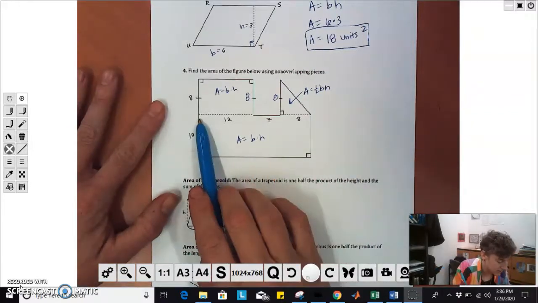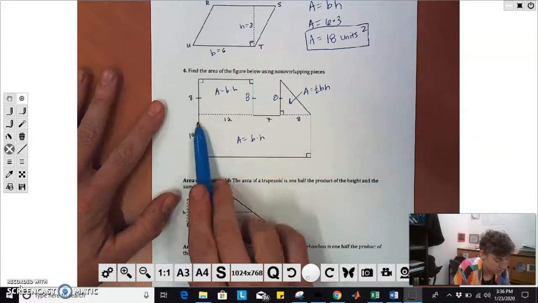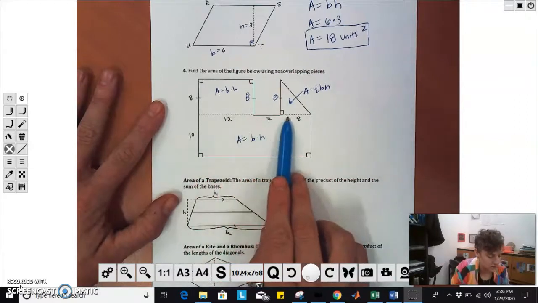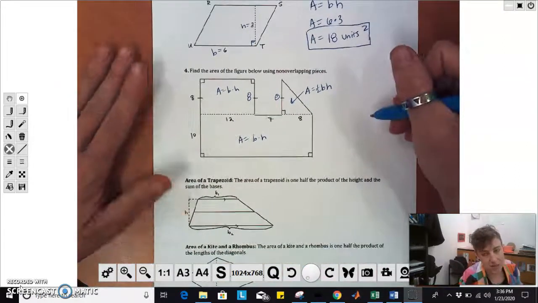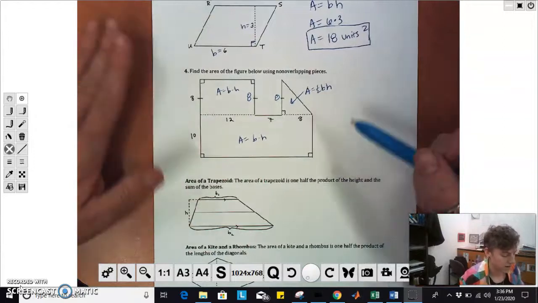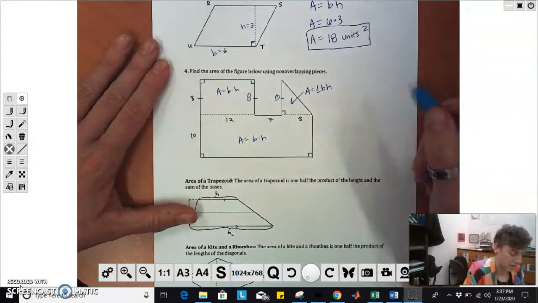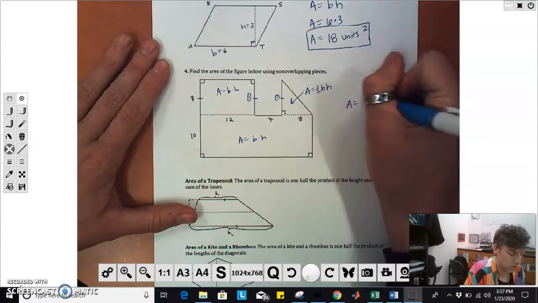And the rectangle's got a height of 10 and a base of 12 plus 7 plus 8. Leaving this as an exercise to the reader for you to figure out the area of these 3 things and add them up.